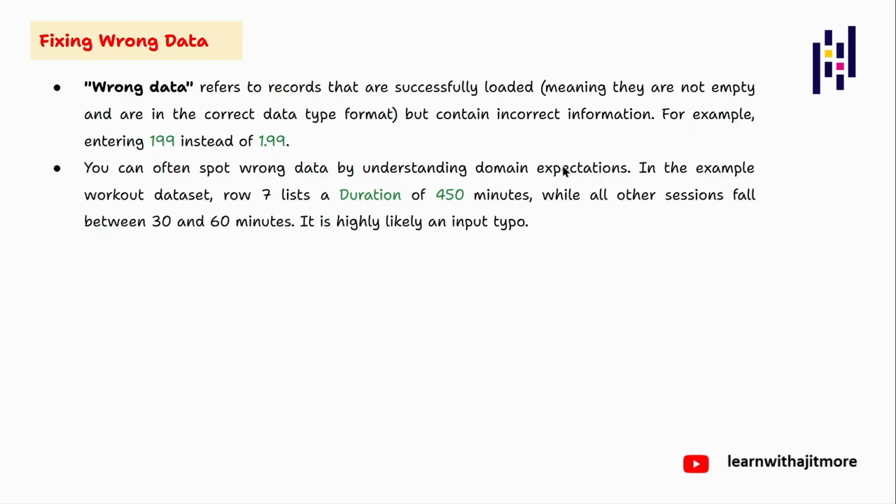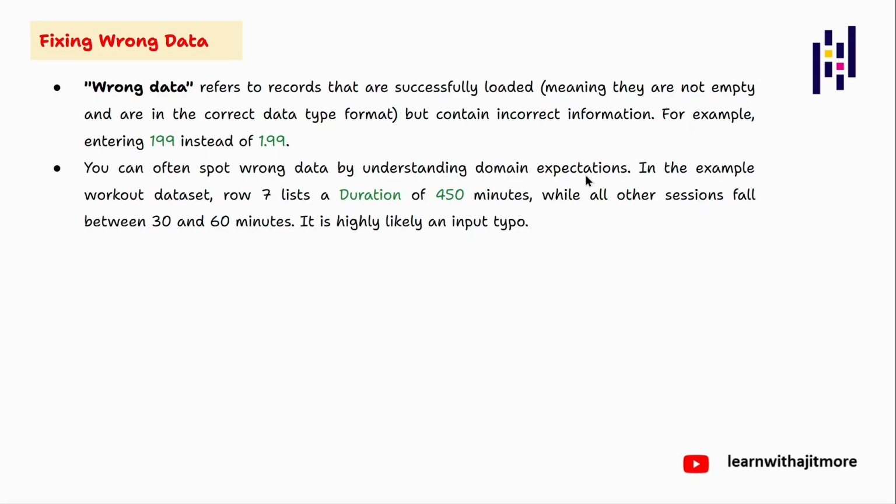Means here I said your common sense is to be applied, knowledge is to be applied. Okay, so if you understand that column, which column? Duration column. And if you see that duration, all durations are in the range 30 to 60, 30 minutes, 45 minutes, 60. And in that whole column, suddenly if you see a value which is not in that range, it is an outlier or a discrepancy. So you have to remove it. Correct? So you can often spot wrong data by understanding the domain expectation.